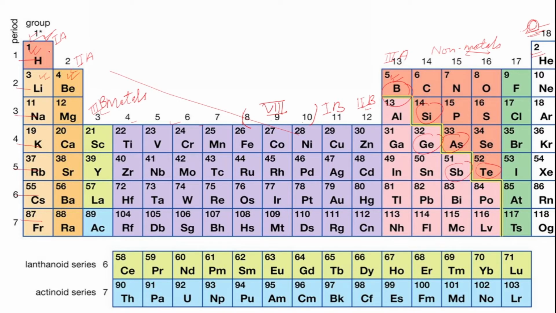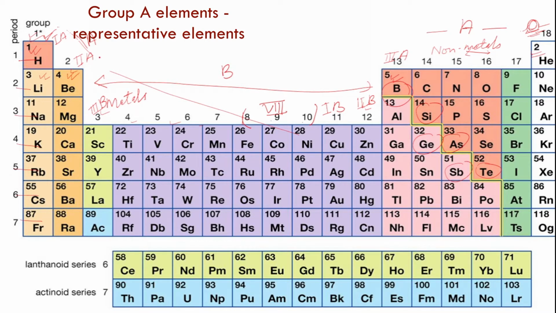Now you see group 1A and 2A, these are group A elements. Okay, these are also all group A. These are also all group A. Okay, and this middle part are group B elements. Okay, so group A elements are also called representative elements, right? And group B elements are called transition elements.